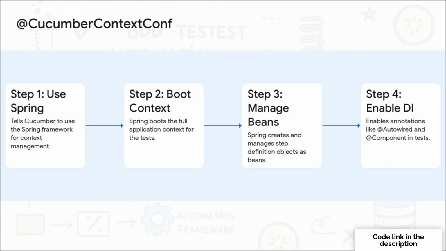So that @CucumberContextConfiguration annotation on our test class, that is the absolute key to this entire process. It basically tells Cucumber, hey, hand over control to the Spring framework. And once it does, Spring boots its full application context, it creates and manages our step definition objects as beans, and it shares that single context across all our test scenarios. This is what enables those powerful annotations like @Autowired right inside our test code.